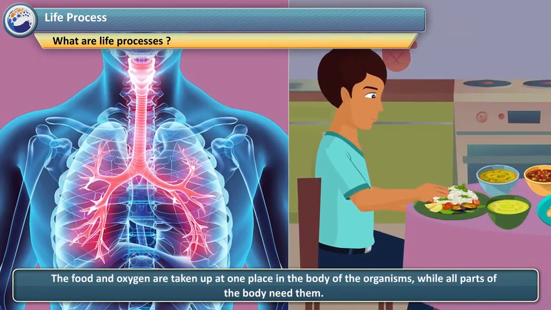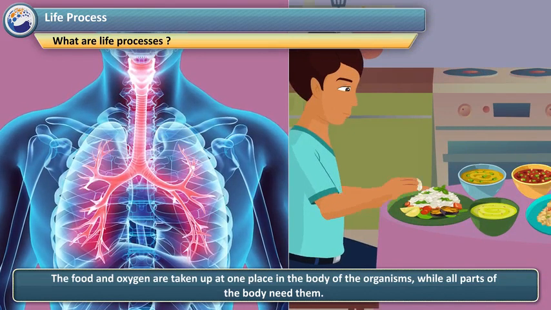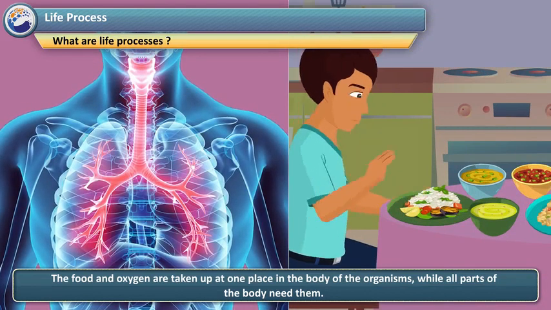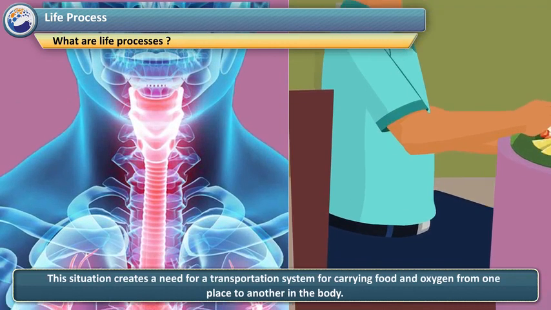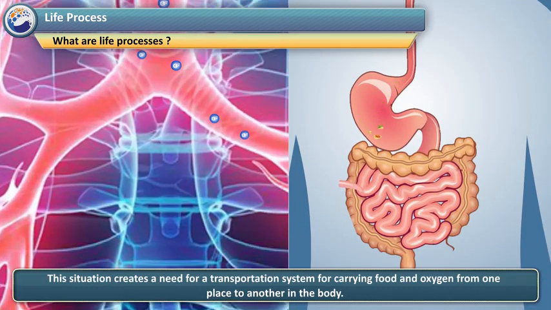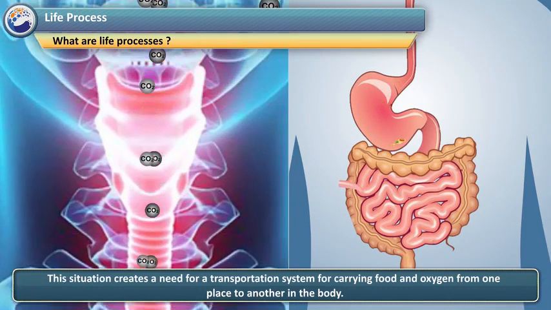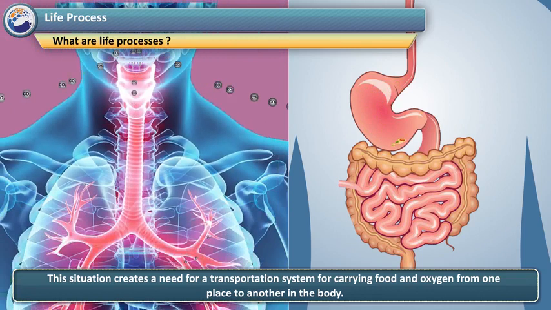The food and oxygen are taken up at one place in the body of the organisms while all parts of the body need them. This situation creates a need for a transportation system for carrying food and oxygen from one place to another in the body.